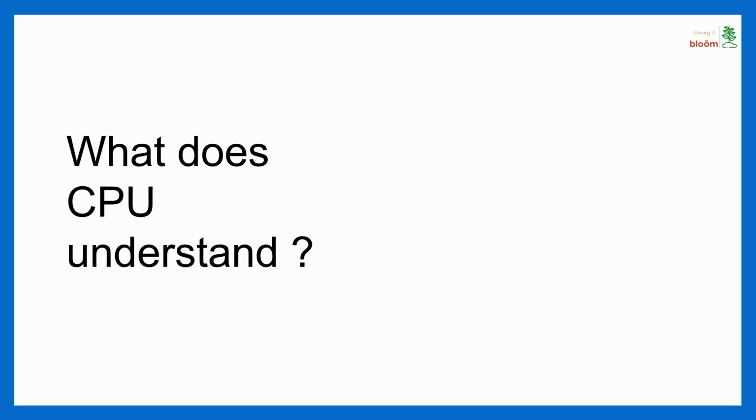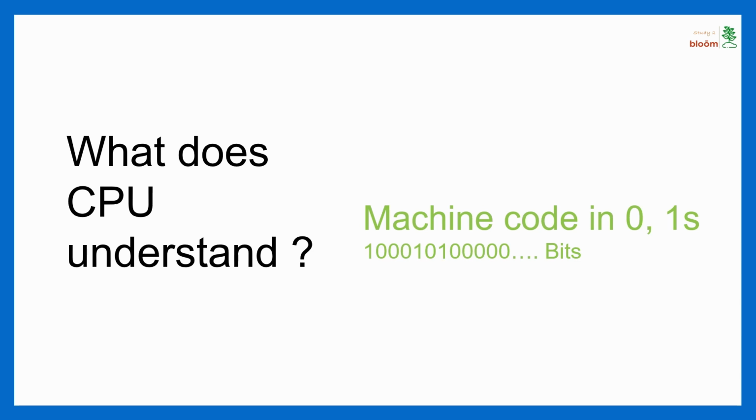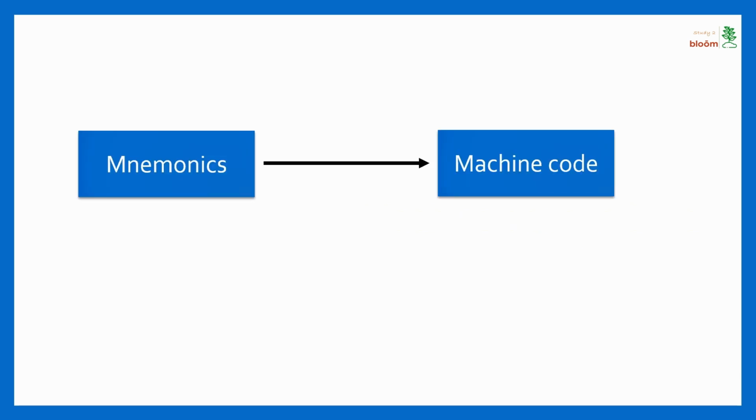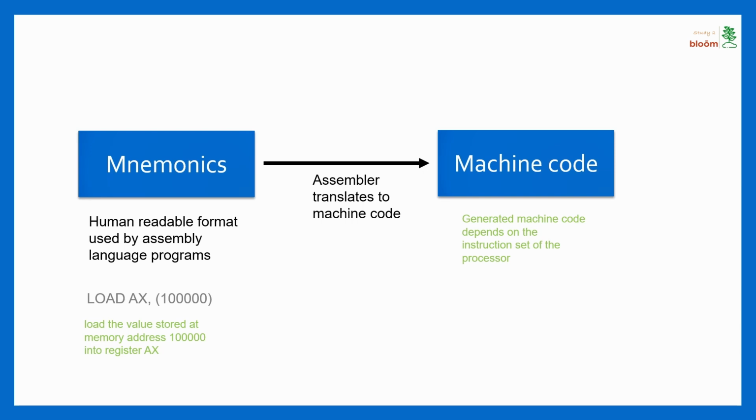What does the CPU understand? It understands machine code, that is, zeros and ones. But the problem is humans can't understand machine code. So how can we give instructions to the CPU? Mnemonics is the answer for that. It is a human-readable format used by assembly language programs to give instructions to the computer.